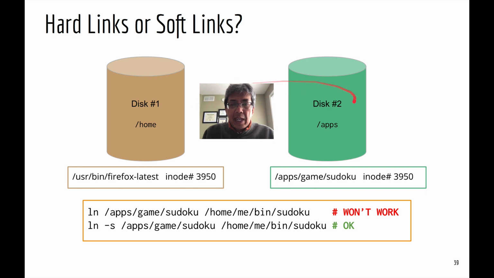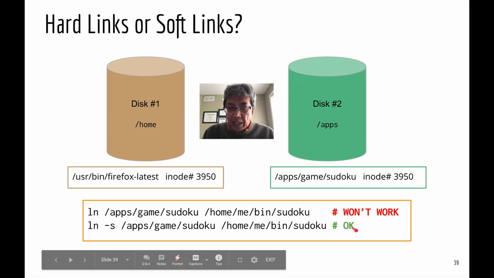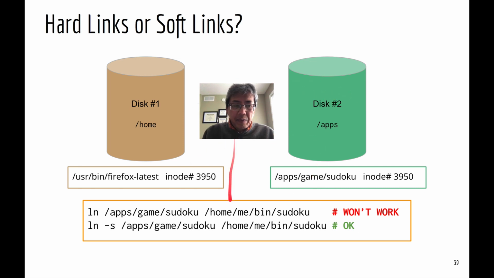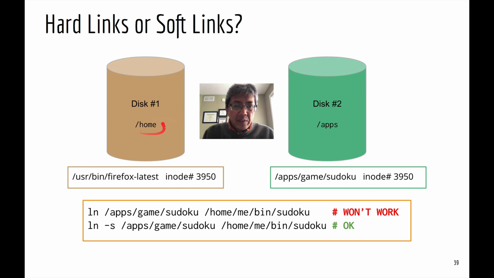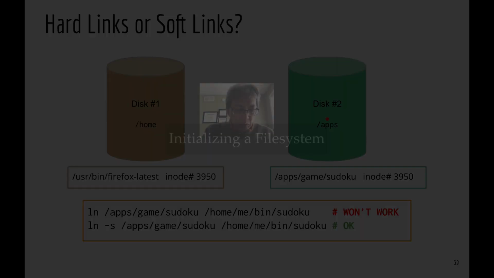So for this case, you have to use a soft link. If you create a soft link, then the system will create a new file in the first file system, and the content of that file will be the path to the Sudoku game in disk number 2.